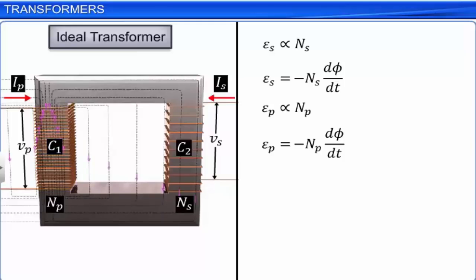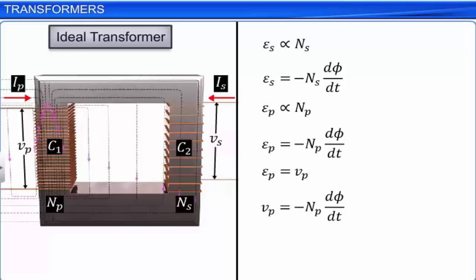For an ideal transformer, the primary coil has zero or negligible resistance. Therefore, the induced EMF EP is equal to the voltage across the primary VP. Hence, we get VP is equal to minus NP into d phi by dt. Let this be equation 1.